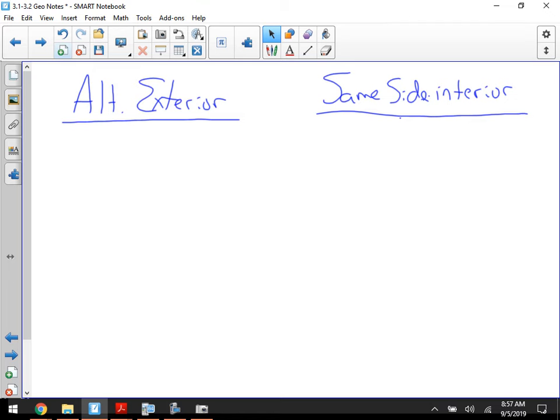Alternate exterior. Well, if alternate interior were on opposite sides on the inside, what do you think alternate exterior is going to be? Opposite sides on the outsides. There you go. Alternate exterior are opposite sides on the outside.